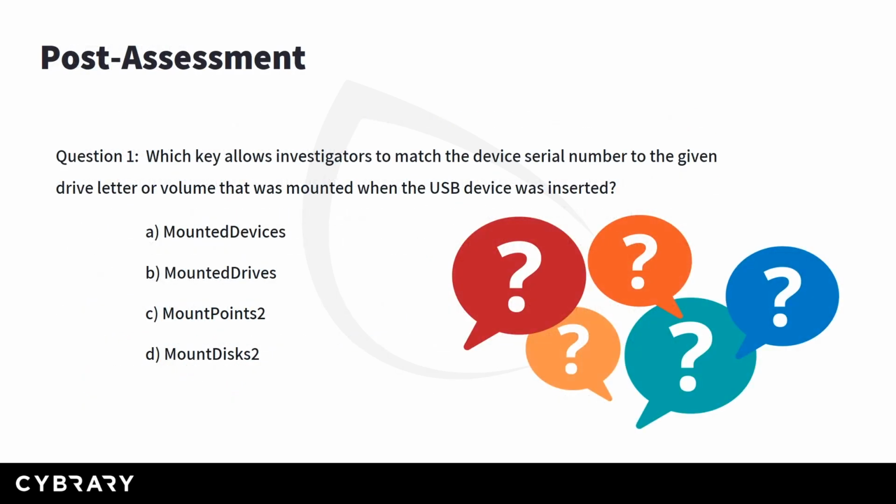Okay, here's a post-assessment question for you. Which key allows investigators to match the device serial number to the given drive letter or volume that was mounted when the USB device was inserted? Is it A. MountedDevices, B. MountedDrives, C. MountPoints2, or D. MountDisks2? If you said A, you are correct. B is not a real subkey, same as D. The answer C refers to the information about the user that was logged in and active when the USB device was connected.